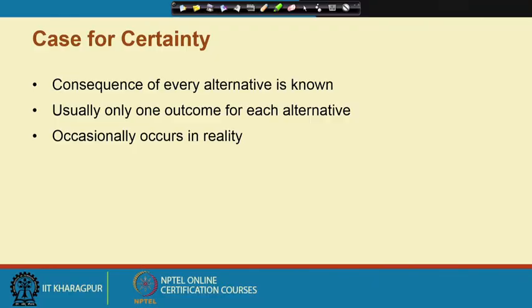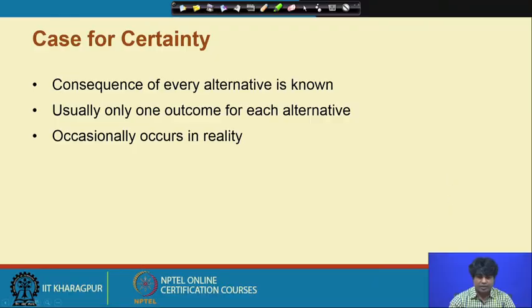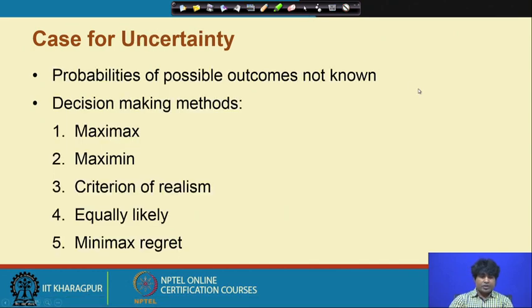So, of course, there is a case, but it is very rare in a real life situation or business environment. Then the second one is the case of uncertainty, where the possible outcomes are connected with probabilities, the way we have discussed the payoff matrix. Here, corresponding to various alternatives we have an output, and every output is connected with a probability.